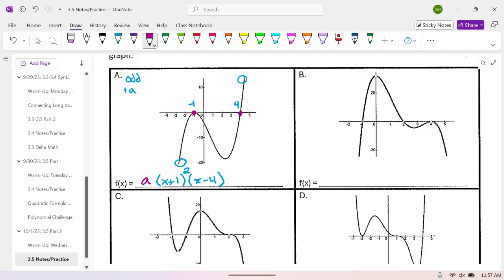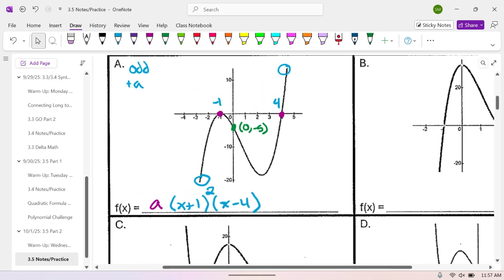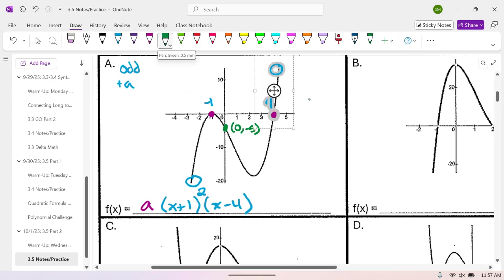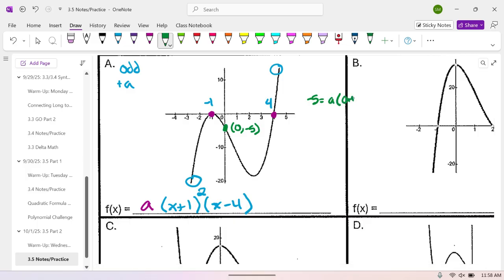The easiest point to find is always the y-intercept, and it's actually the easiest one to calculate too. So this y-intercept, we're going to say it's -5. Now, how do I use that point to find the a value? Plug in for x and y. So you got to plug in the x and y values of the point into your function. So this would be -5 is equal to a times 0 plus 1 squared times 0 minus 4.